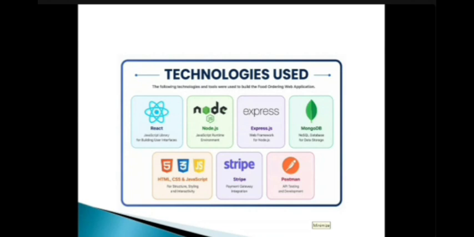Next, MongoDB. It is used as the database to store data such as users, food items, and orders. It stores data in JSON-like format, making it flexible to integrate with JavaScript. Next, Stripe. It is used for secure payment processing. It allows users to enter such as recommendations. It enhances the system by making it more intelligent and user-friendly.